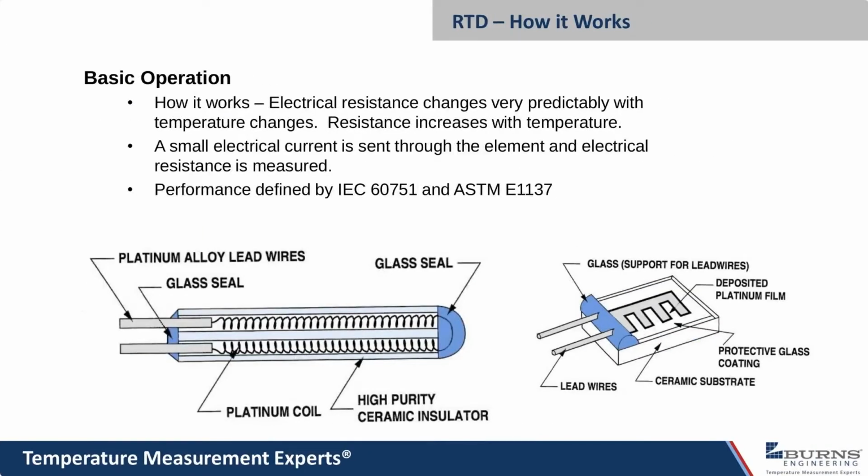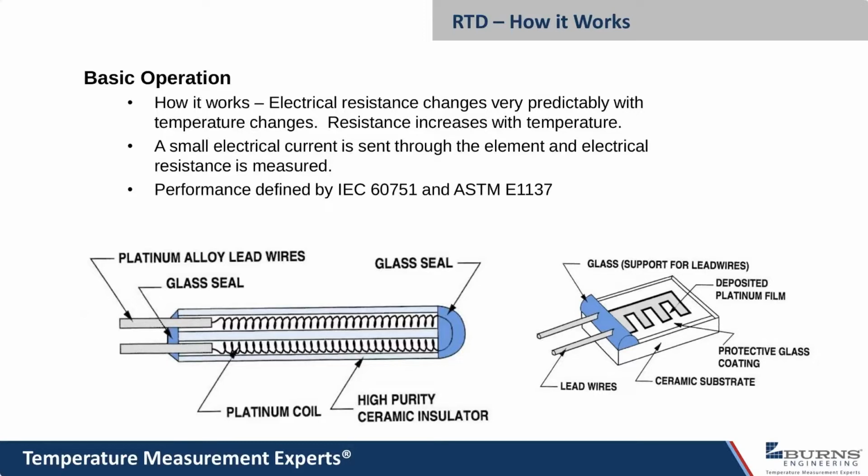Now, RTDs, on the other hand, are just a resistor made with platinum wire. There's two basic technologies here. There's the wire wound, which uses a little coil of platinum wire that's anywhere from 4 to typically 7 ten-thousandths of an inch in diameter. As that platinum wire heats up, the resistance increases, and if it cools down, the resistance goes down. And it does this in a very predictable manner.